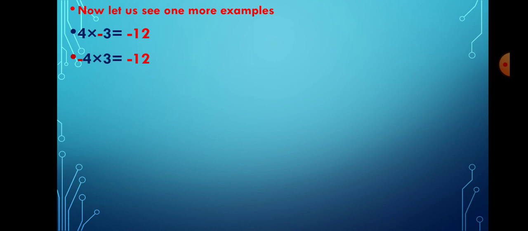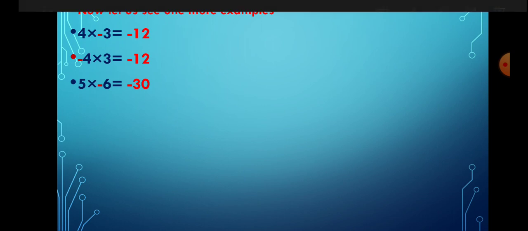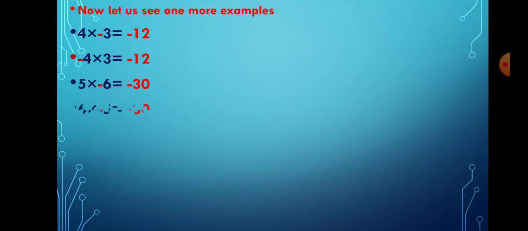Minus 4 into 3. Again one number is minus, another number is plus. Both are different, plus and minus. The product of plus and minus we get as minus only. So minus 4 into 3, 4 3s are 12, plus into minus, minus. 5 into minus 6, same. 5 6s are 30, plus into minus, minus 30. 6 into minus 5, 6 5s are 30, plus into minus, minus 30.